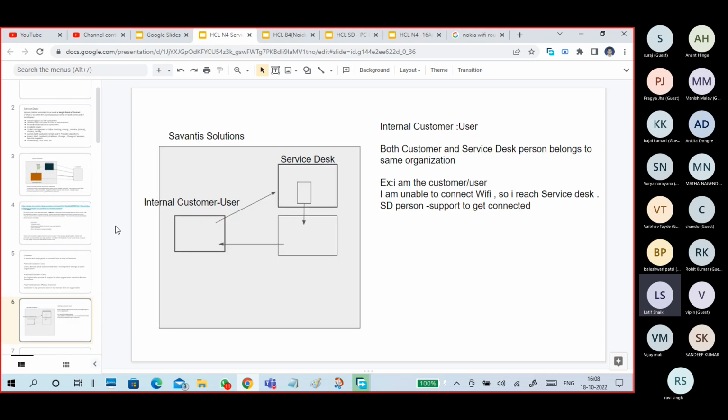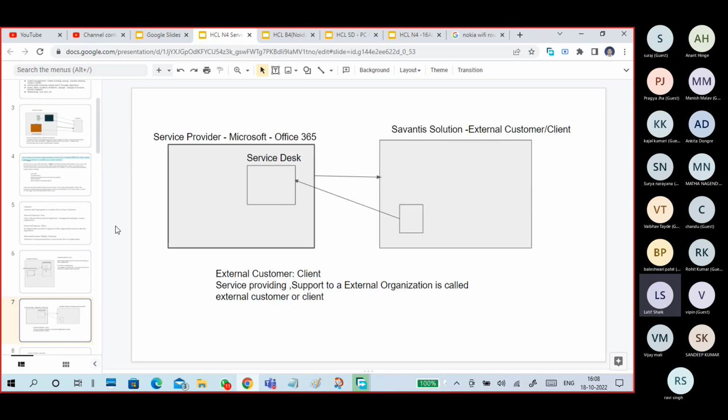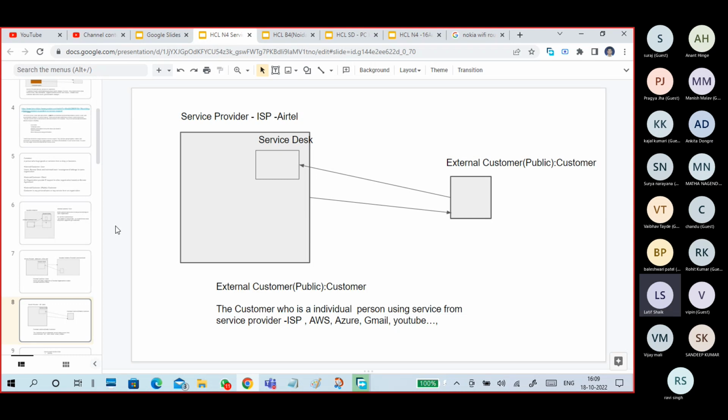Here is a simple case. Internal customers means the customer and the service desk are part of the same organization. For example, the service provider is Office 365, providing a Microsoft 365 service, software as a service, a cloud service, to Savantis. I'm using that service because I'm part of Savantis. If I get an issue, I have to contact Office 365. I'm an individual person.